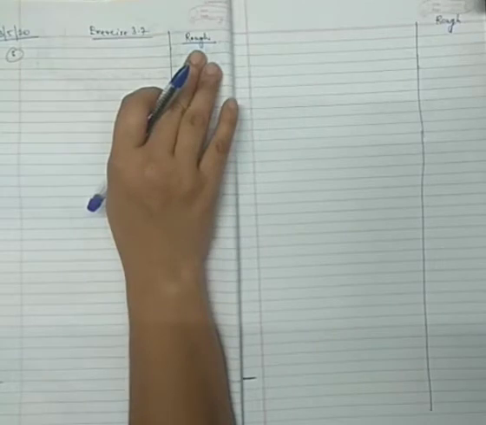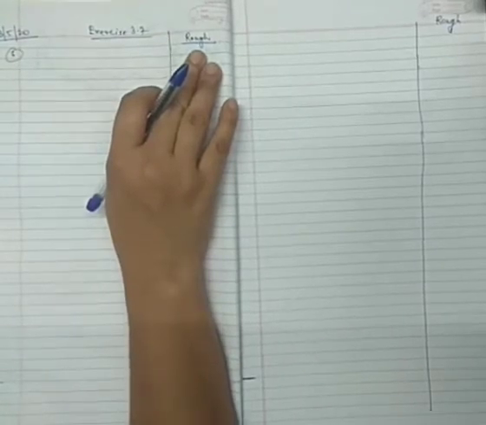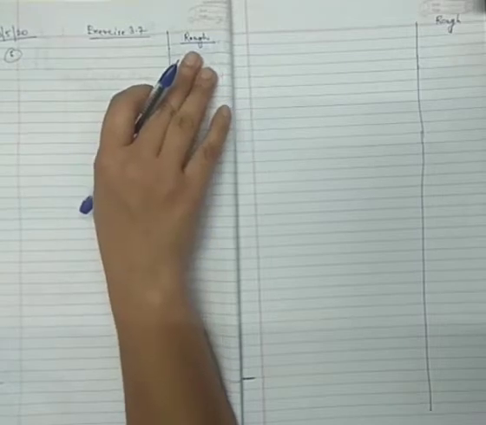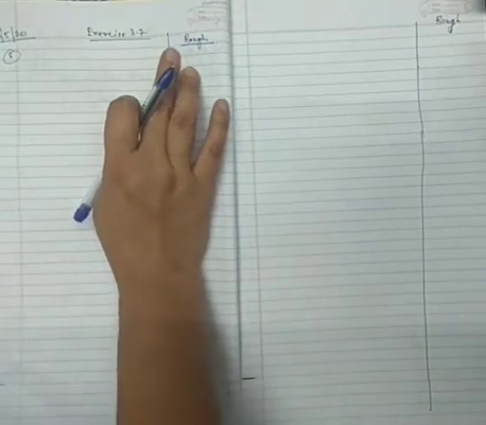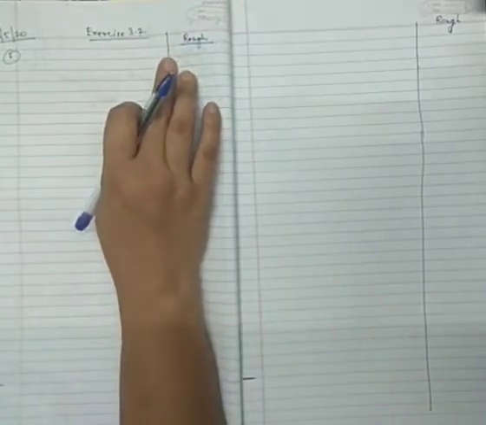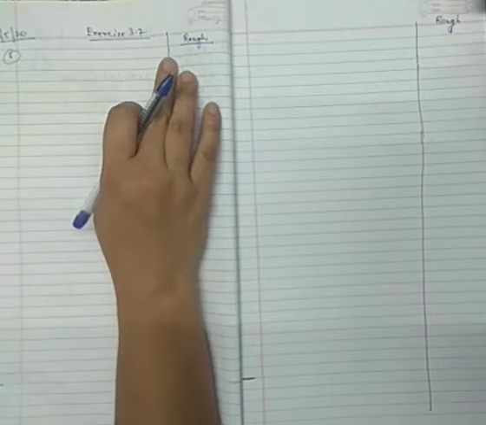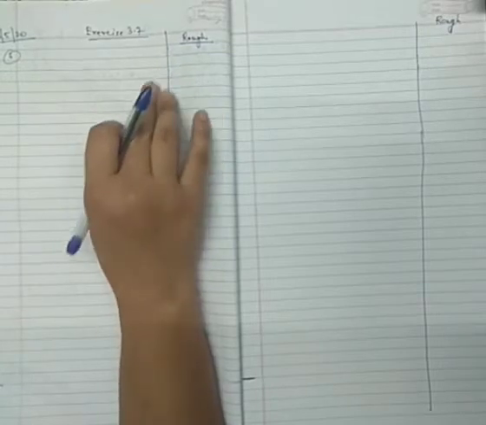Question number 6 is: the traffic lights at 3 different road crossings change after every 48 seconds, 72 seconds, and 108 seconds respectively. If they change simultaneously at 7 a.m., at what time will they change simultaneously again?